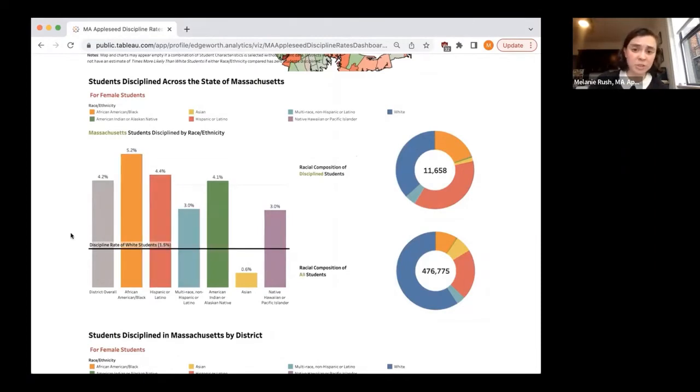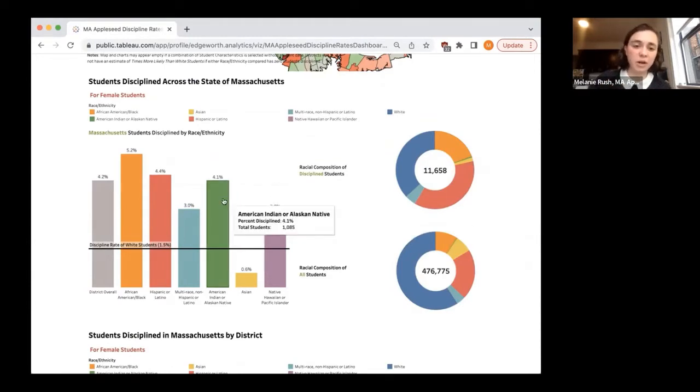You can see it through this graph. You can see it through these side-by-side comparisons. For example, we have here Hispanic or Latino female students make up 20% of the statewide student body, but 37% of students disciplined. And Black female students make up 9% of the student body, but 19.4% of students disciplined. So it's just a very clear, accessible way to show that these disparities do exist, that the stories that we're hearing from these students are based in statistical reality across the entire state.